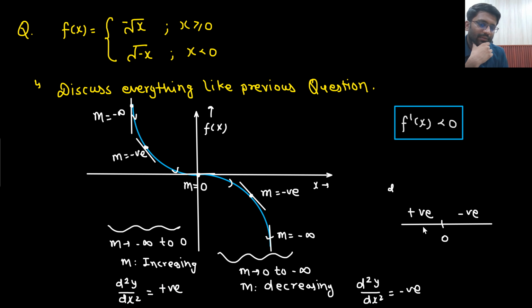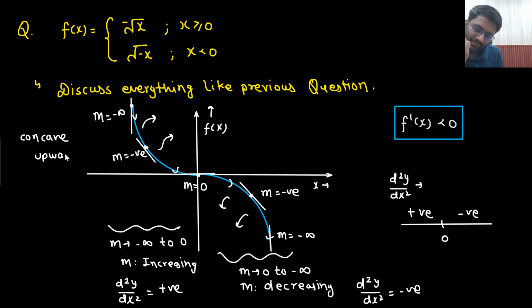Okay, so d2y by dx2, negative and positive here. So this is the point where slope changes. Slope increases and then slope decreases. So at x equals to 0, the nature of the slope is changing, right? And you can see what is the nature here: concave upward, concave downward, right? So what is this?